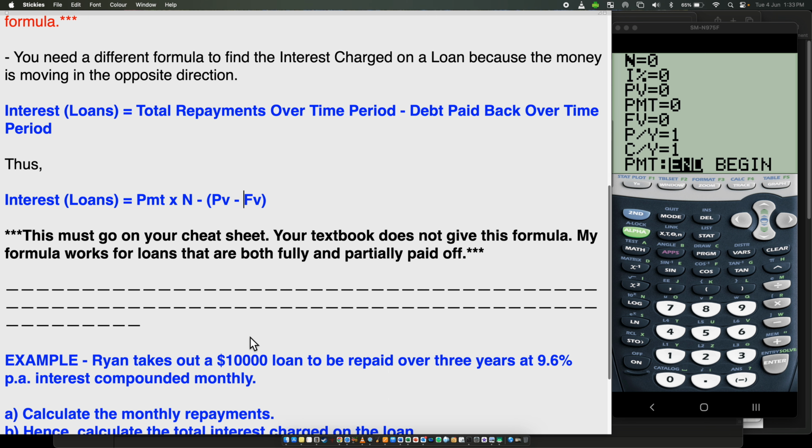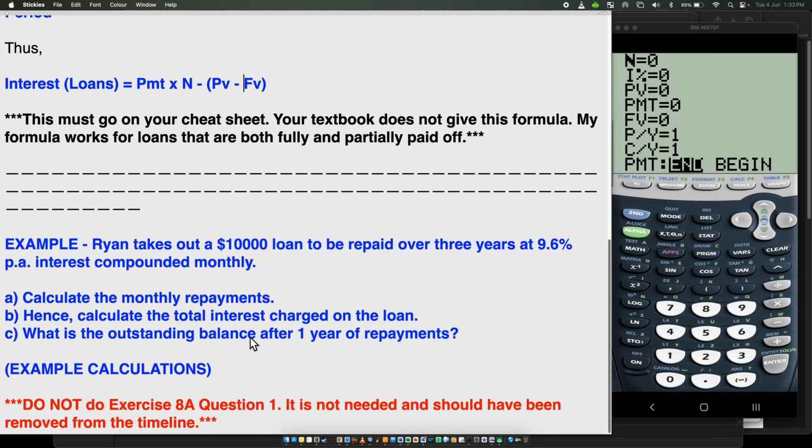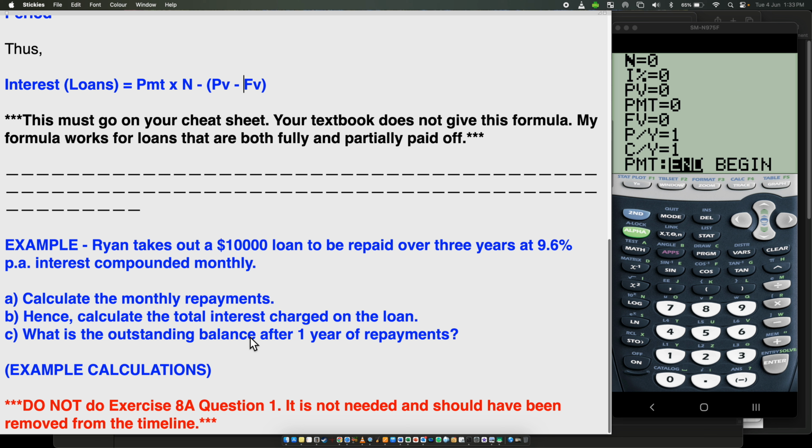Okay? Let's do an example. Ryan takes out a 10 grand loan to be repaid over 3 years at 9.6% per annum interest, compounding monthly. A: calculate the monthly repayments he's going to have to make to pay off this loan. B: hence calculate the total interest charged. And C: what is the outstanding balance after 1 year of repayments? Can we answer A first together?